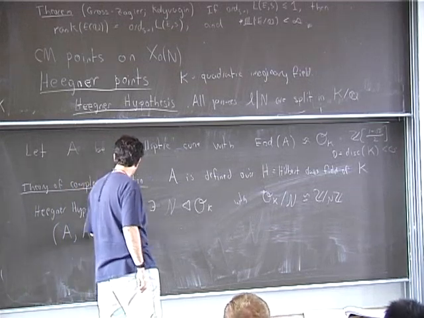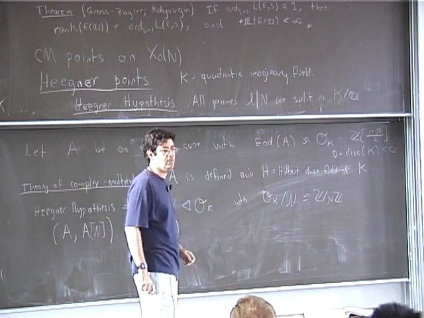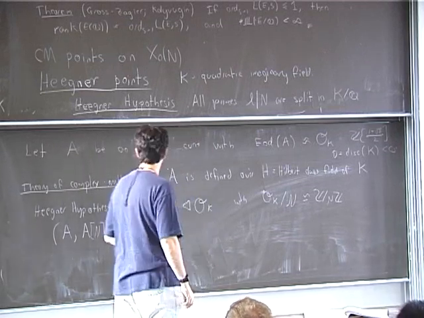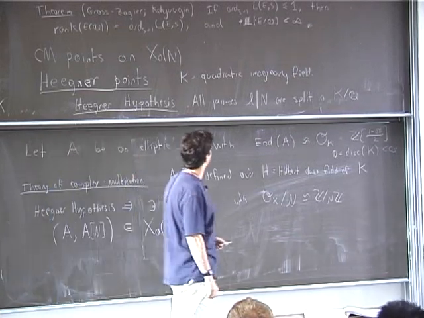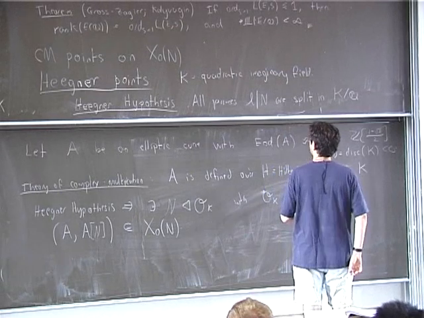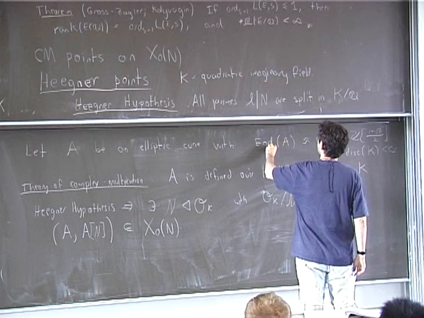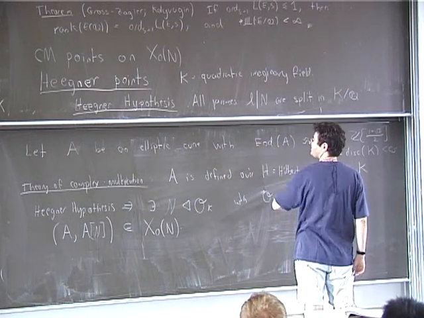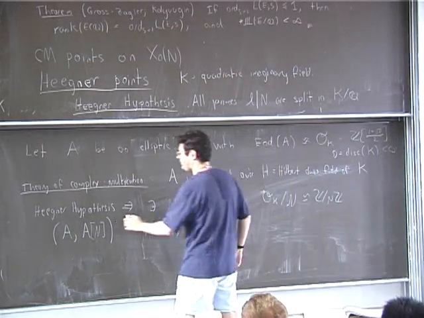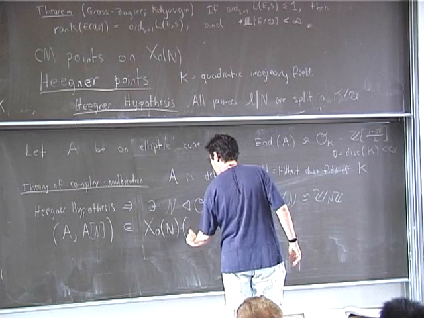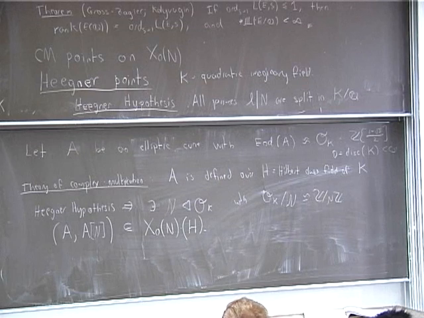So this pair corresponds to a point on X_0(n) via the moduli description of X_0(n). And moreover, because A is defined over H, and the endomorphisms are defined over the Hilbert class field, this subgroup is also defined over H. So this pair gives rise to a point on X_0(n) defined over the Hilbert class field.